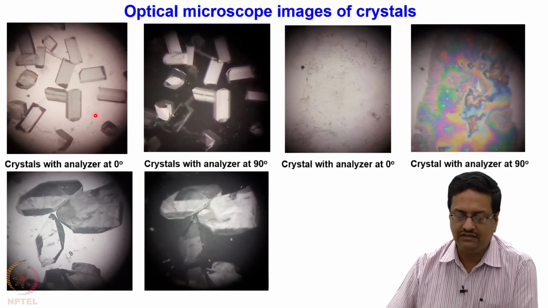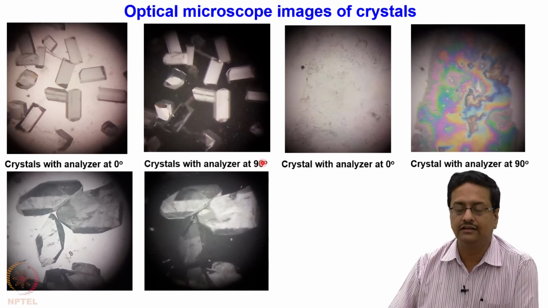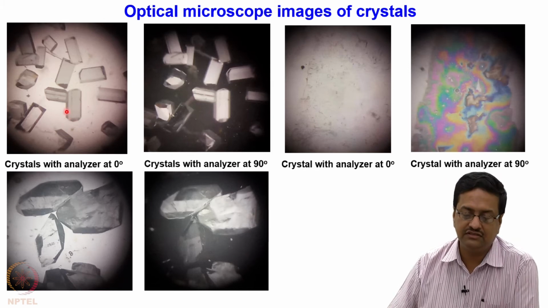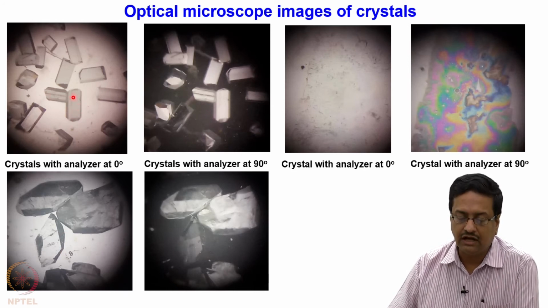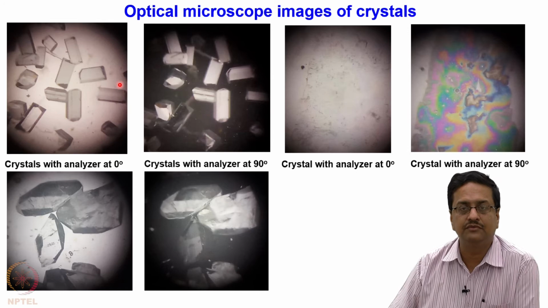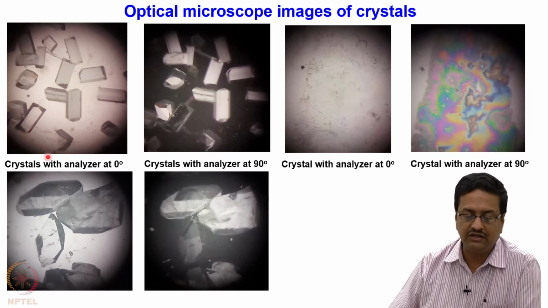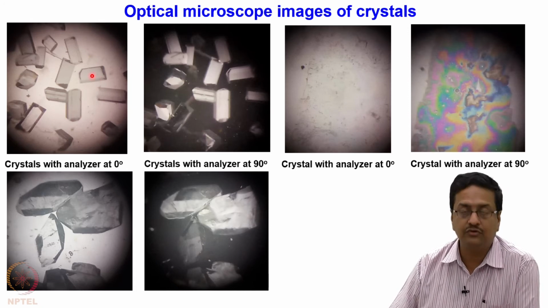So this is the bright and dark: here it is bright and transparent when the analyzer is at 0°, and here it is dark when the analyzer is at 90°. These are good crystals, which one should look for in any X-ray diffraction analysis. In the upper two figures, you can see the crystals have a particular shape. These are rectangular parallelepiped shapes, and these crystals are well faceted as well.